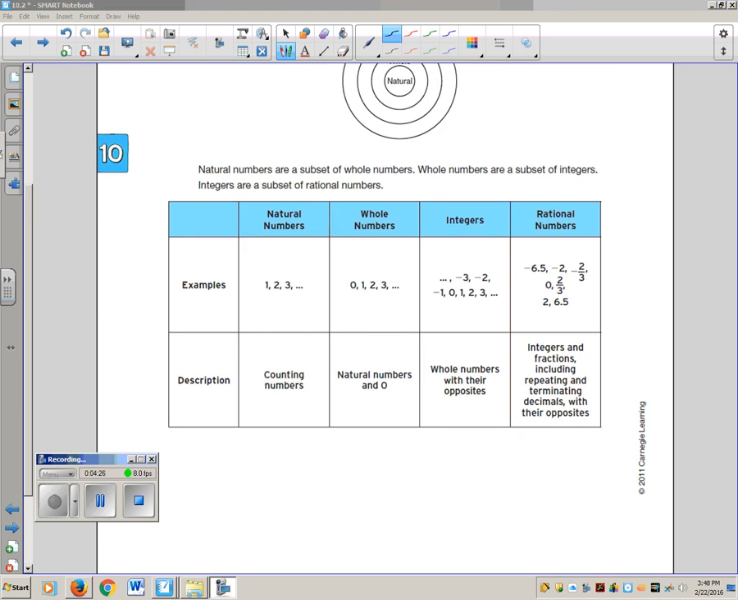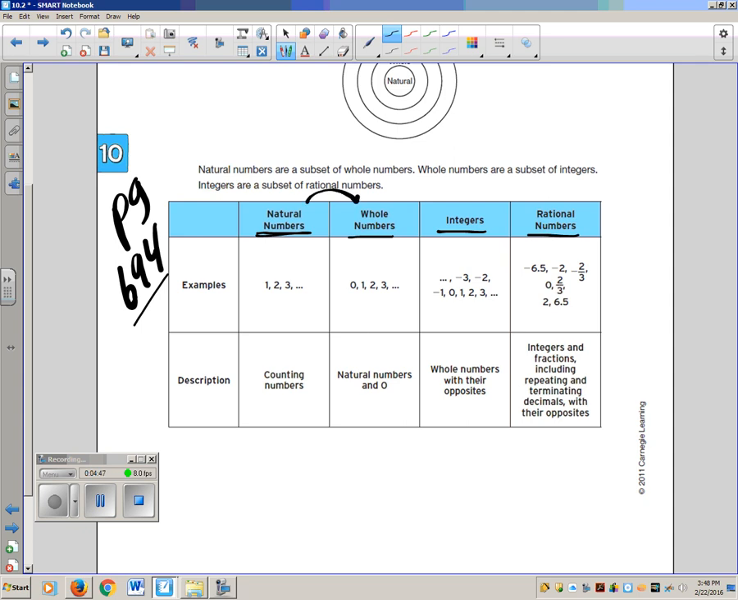On page 694, there's an important chart you need to be able to find and use. You could tear it out and put it in your notes. 4 different types of numbers: natural numbers, whole numbers, integers, and rational. Natural numbers, 1, 2, 3. The difference between these two is 0. Integers are whole numbers, but also negative. So positive and negative whole numbers. And rational numbers can be written as a fraction. Any number that can be written as a fraction.